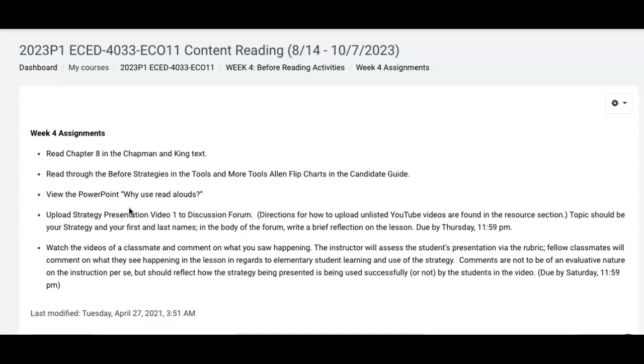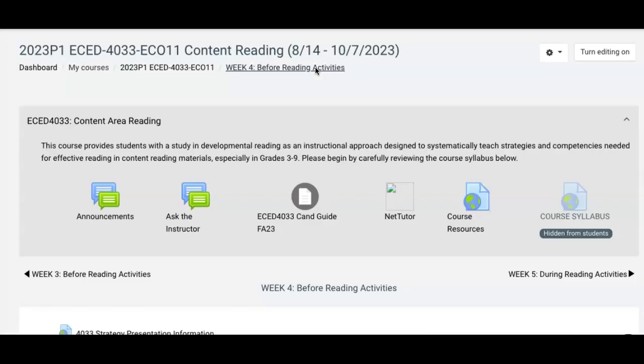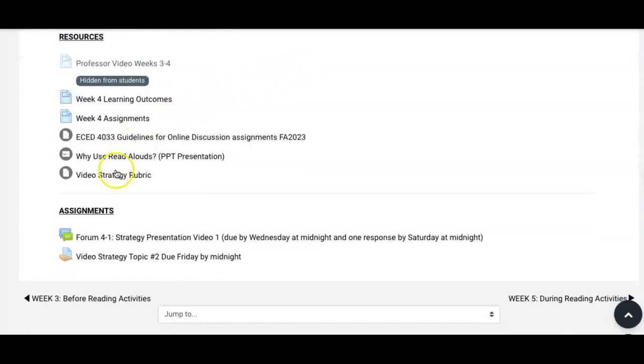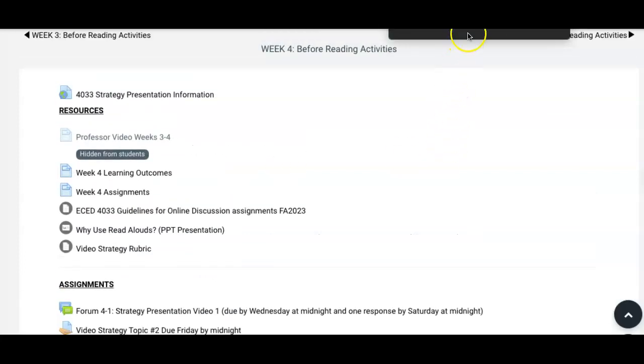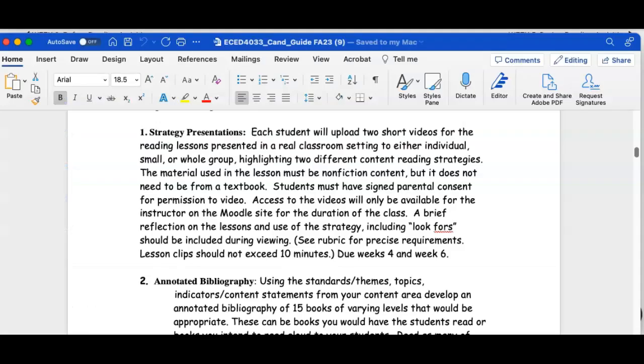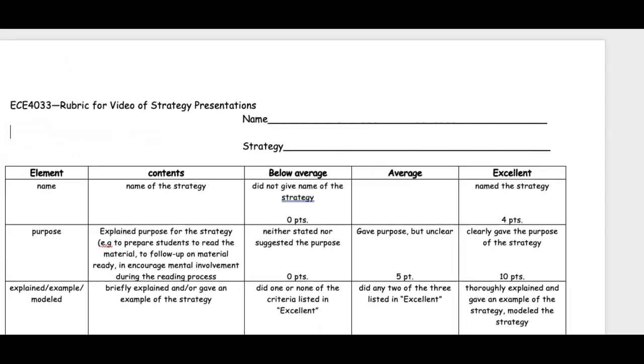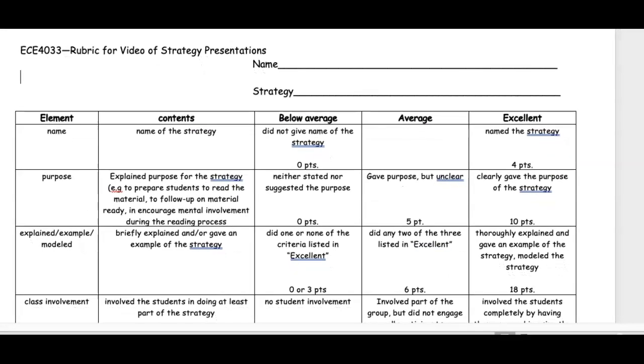You also need to view the PowerPoint, why use read alouds. Here is the rubric that I will be using to, excuse me, score, bear with me, your presentations.